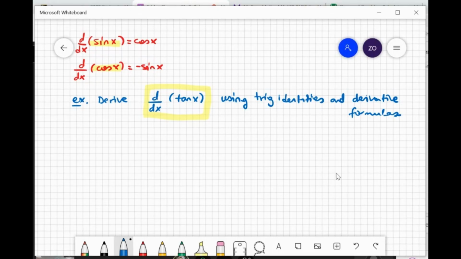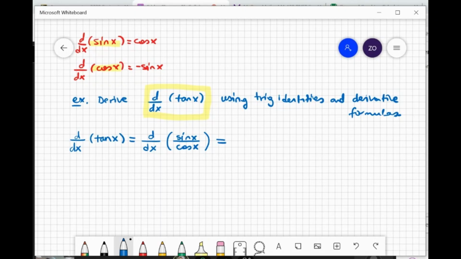Okay, so could you help me find this? How can we rewrite tangent using sine and cosine functions? Can you rewrite tangent of x using sine and cosine? So sine of x over cosine of x, okay? So tangent is sine over cosine. Now, what rule can we use to find the derivative of a quotient?